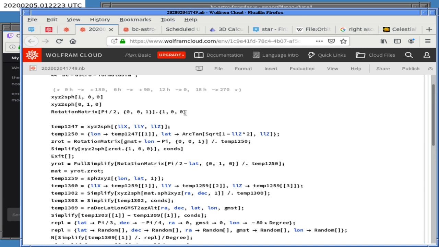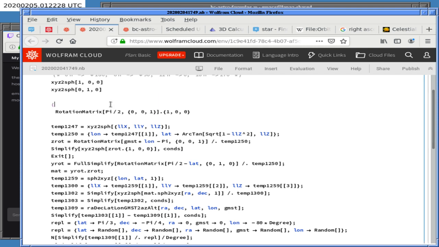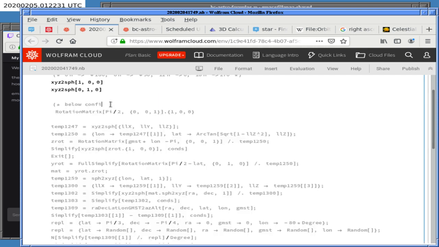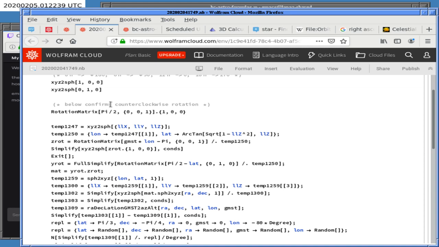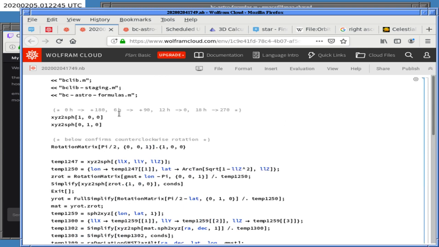Let's go ahead and write that down. Counterclockwise rotation. So if it's 6 hour sidereal time, the 6 hour line is normally the positive y-axis. We need to get it to the south, which is the negative x-axis, plus 90. If it's 12 hour sidereal time, it looks exactly the way it does here at 18. So this looks like it's correct.